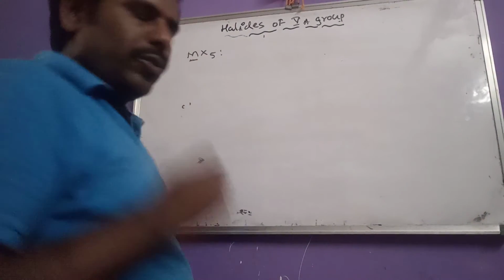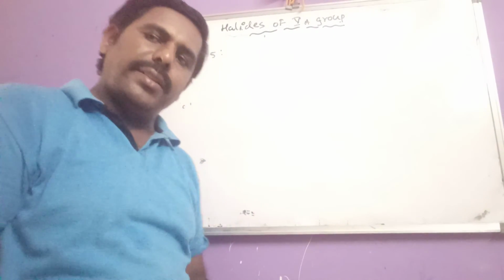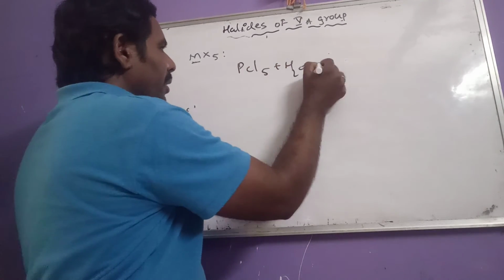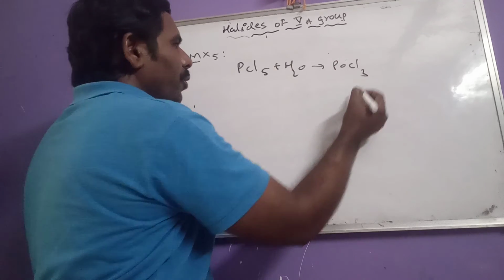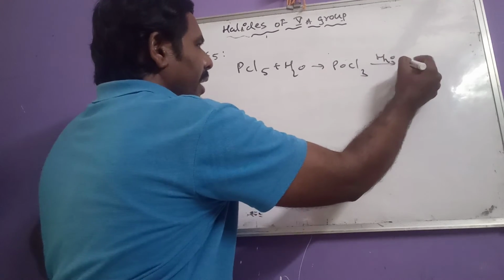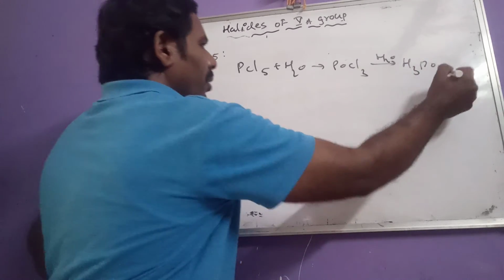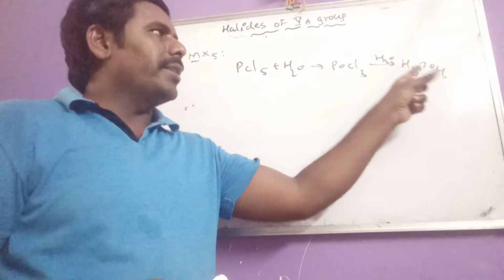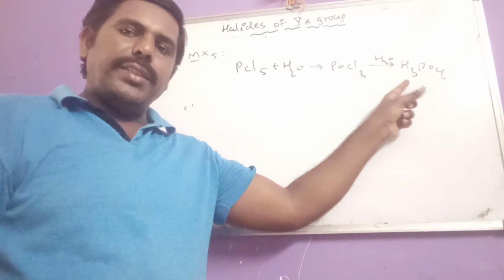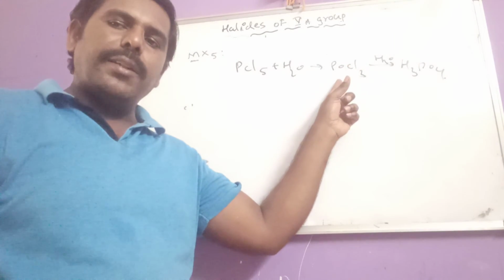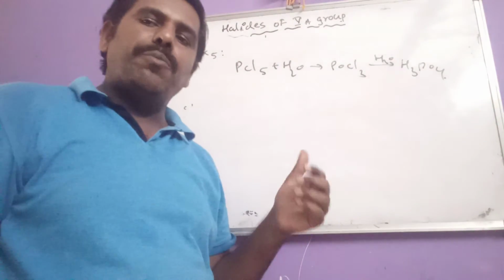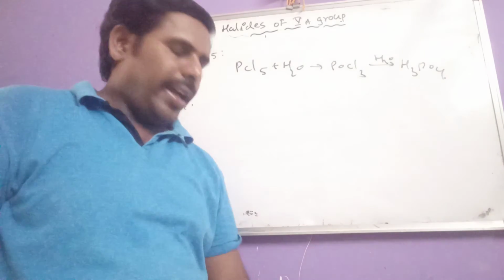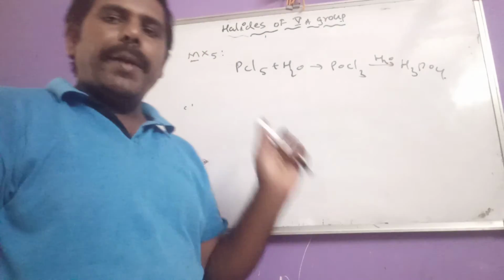Okay, then come to the hydrolysis. Let us see hydrolysis here. PCl5 will undergo two-step hydrolysis. In the first step we get POCl3. In the final step we get H3PO4. So the final product of hydrolysis of PCl5 is orthophosphoric acid. But the intermediate product is phosphoryl chloride, POCl3. So this is regarding the hydrolysis of pentahalides.